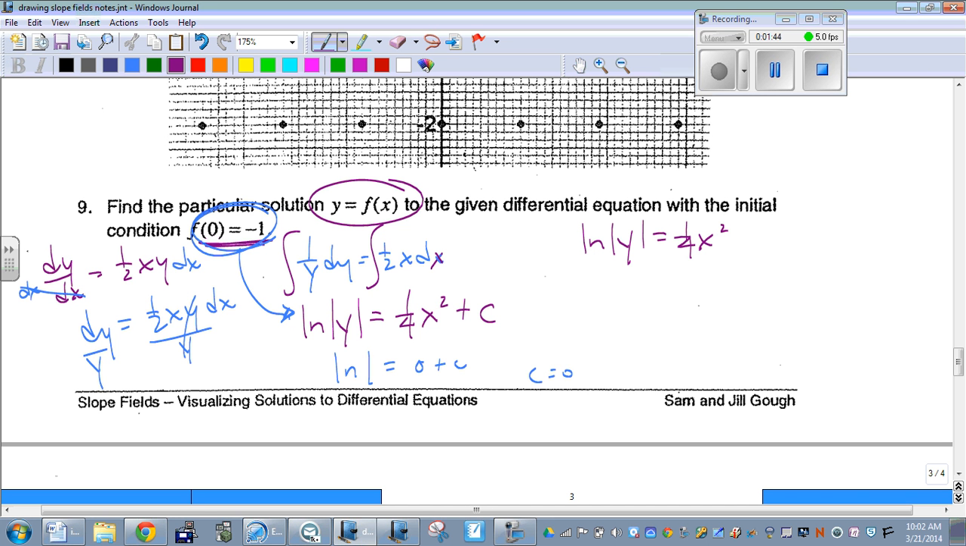But we need to solve this for y. We need to have the equation in the form y equals f of x. So to do that, we're going to raise each side e to this power and e to this power. So e to the natural log of absolute value of y. These are inverse functions. They cancel out, and we're left with absolute value of y. Over here, we're left with e to the 1/4 x squared.